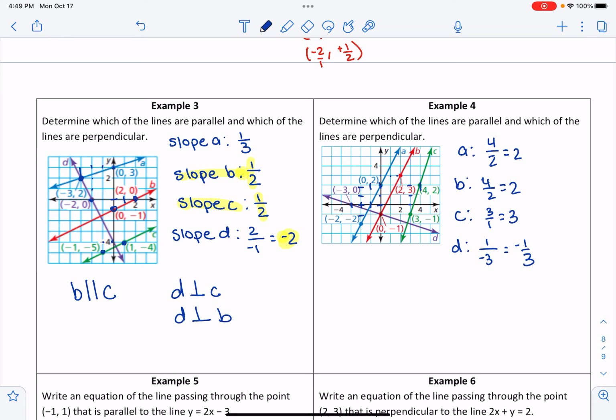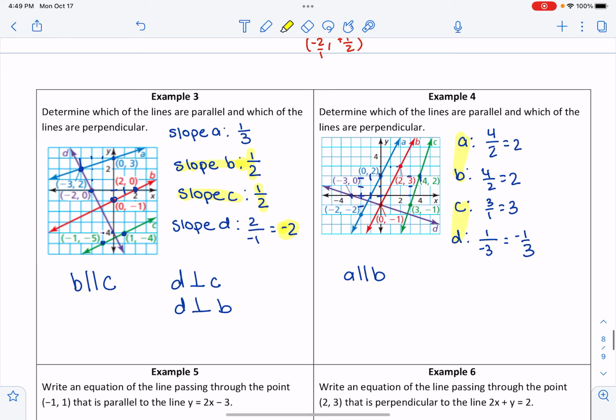So if we look here, A and B have the same slopes. So A is parallel to B. And then line C and D, one is negative, one is positive. They're reciprocals of each other. So C is perpendicular to line D.